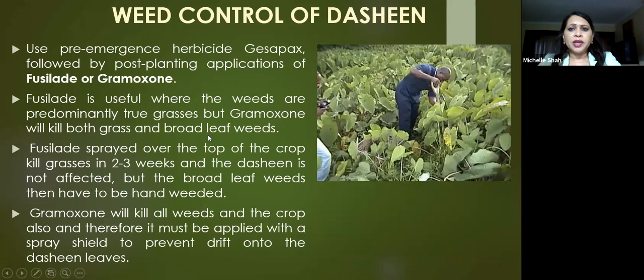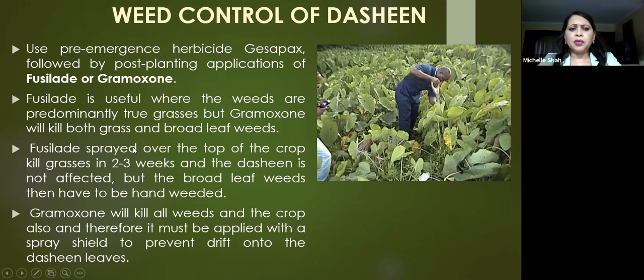Weed control: use pre-emergence herbicide followed by post-planting application of Fusilade or Gramoxone. Fusilade is useful where the weeds are predominantly true grasses, but Gramoxone will kill both grass and the broadleaf weeds. In Trinidad, we try to phase out the Gramoxone. I think we are still in that process of phasing out that pesticide.